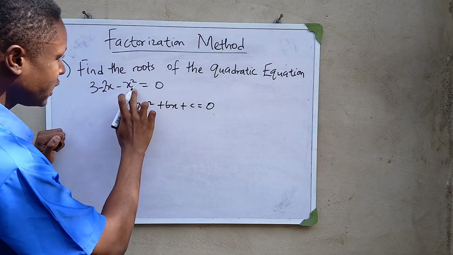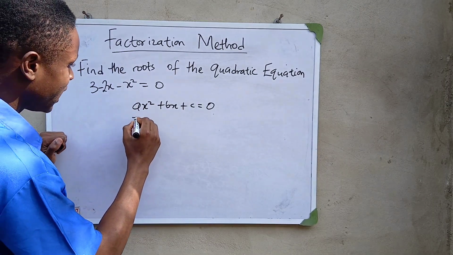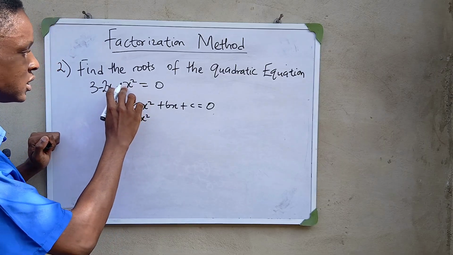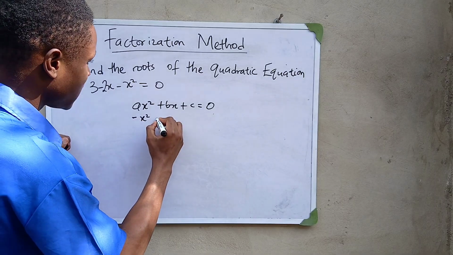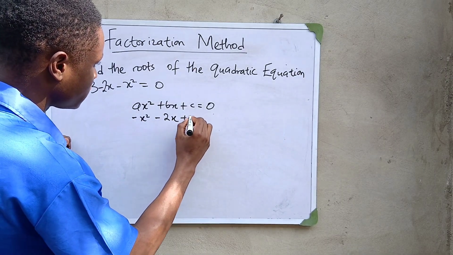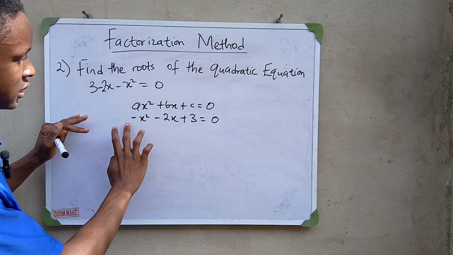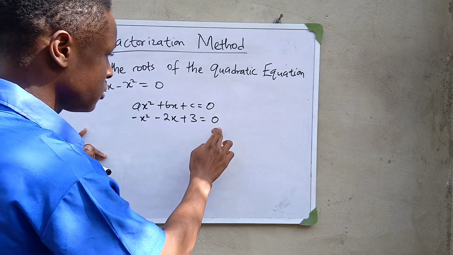Our x squared should come first. So we have minus x squared, because this minus is attached to this. Minus 1 is the coefficient of x squared. So it should come like this: minus 2x plus 3 is equal to 0. So we have put it in the proper format. This is what we have now: minus x squared minus 2x plus 3 is equal to 0.